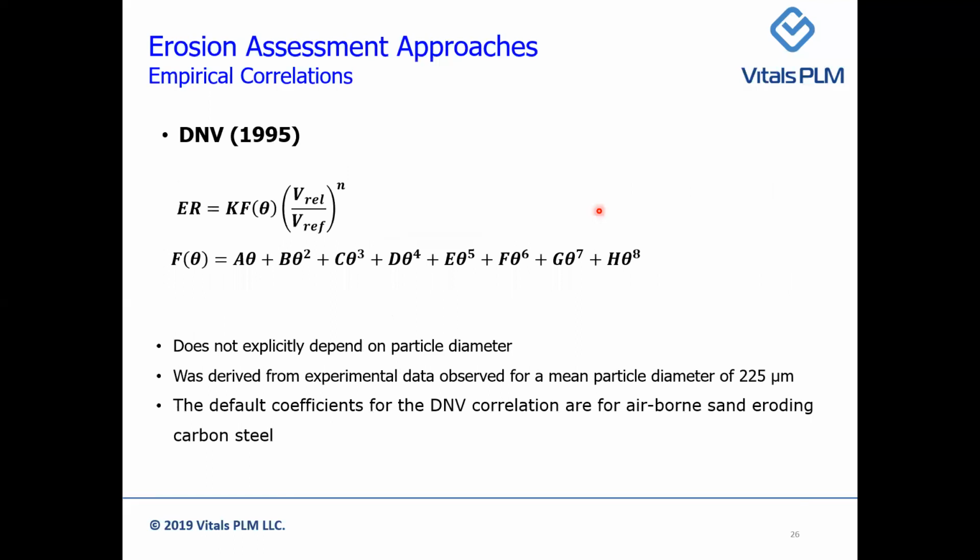DNV correlation is also very similar to ALERT correlation, but the angle function is different. This erosion correlation does not explicitly depend on particle diameter. However, it was derived from experimental data observed for a mean particle diameter of 225 microns. And default coefficients for DNV correlations are obtained for airborne sand eroding carbon and steel.